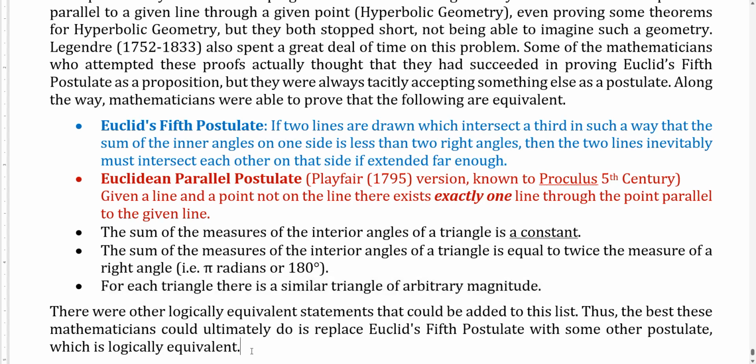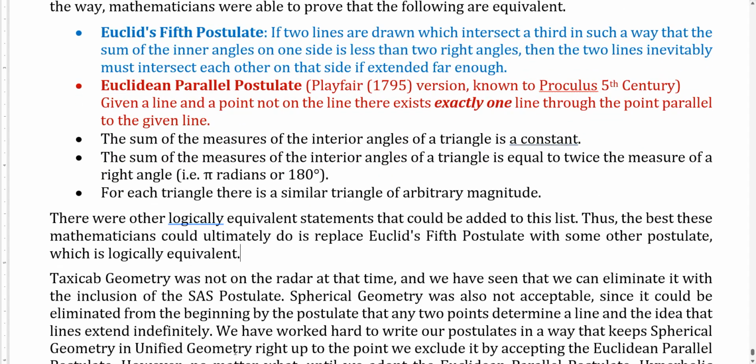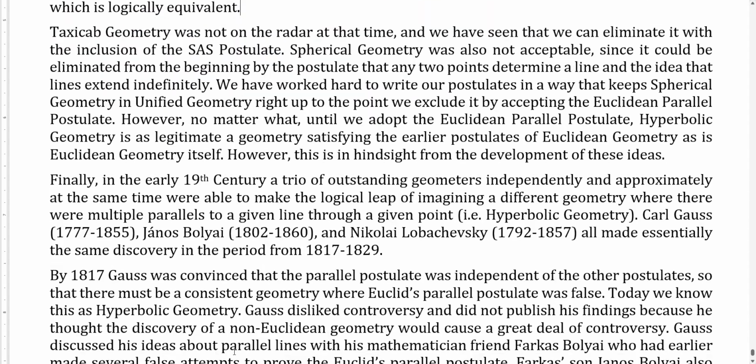And there are other logically equivalent statements that could be added to the list. So the best the mathematicians could ultimately do was replace Euclid's fifth postulate with some other postulate which is logically equivalent. Taxicab geometry was really not on the radar at that time.